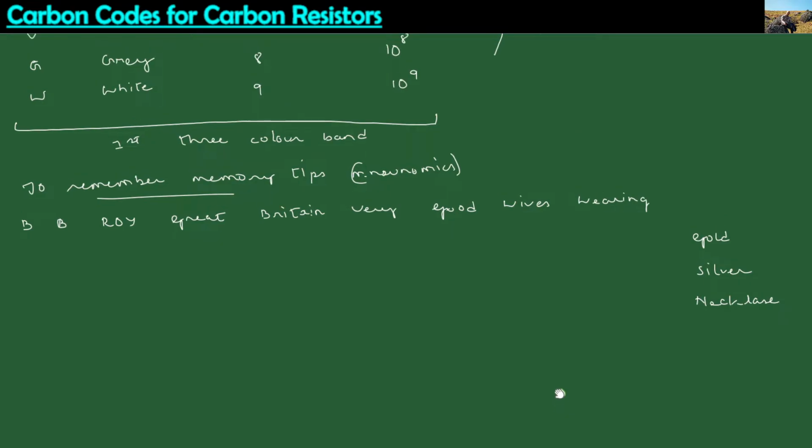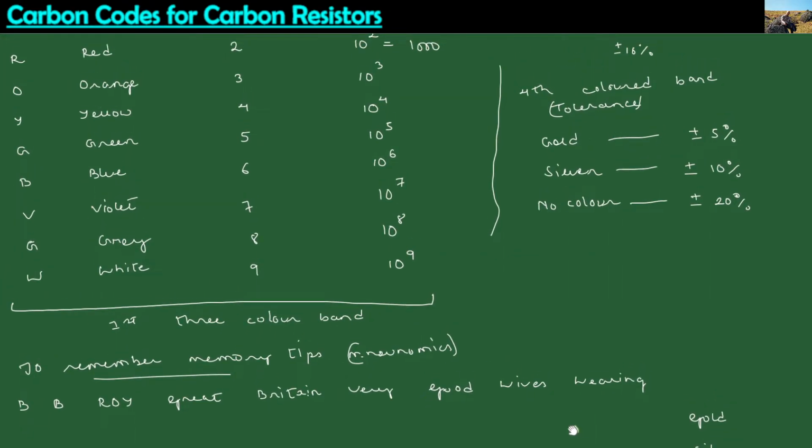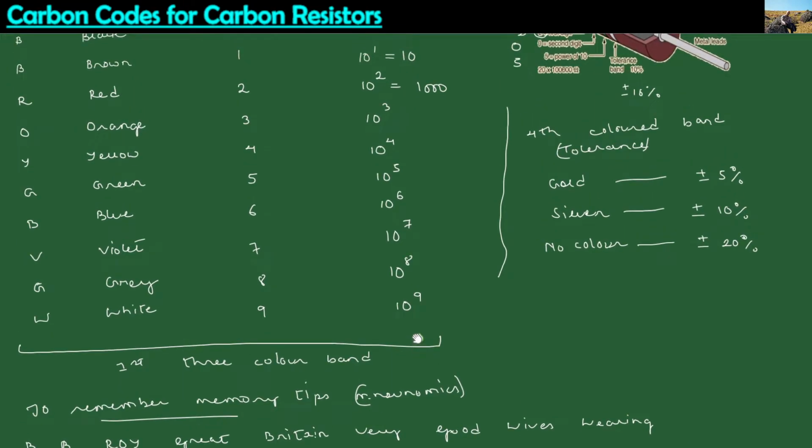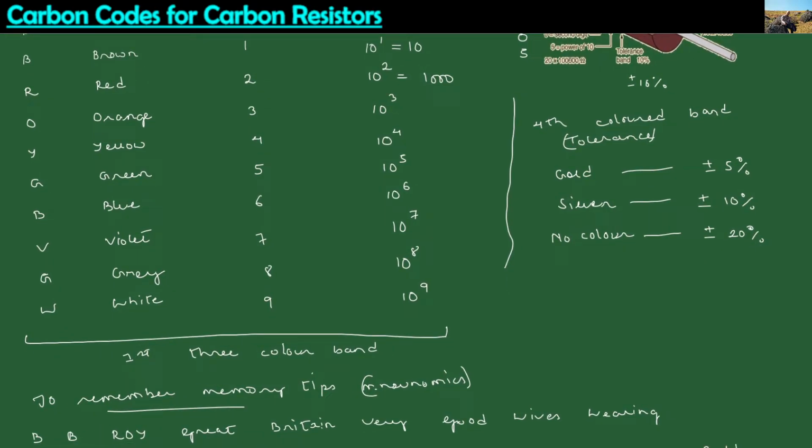So when you look at that table, we have this table in this form. Black, brown, this will be BB Roy. Black, brown, red, orange, yellow. Then G will be for green, then B for blue, then V for violet, then G for gray, and vibes will be for white.